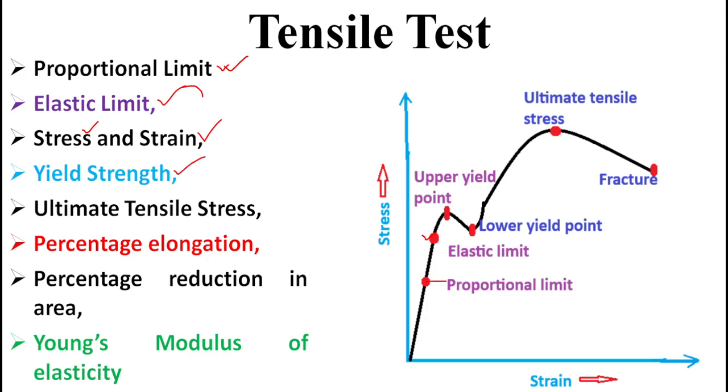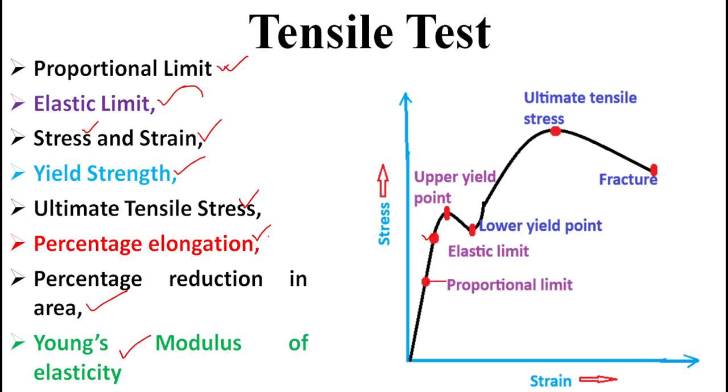Yield strength is the ratio of the yield load at the yield point divided by the original cross section area. Ultimate tensile strength is the ratio of the ultimate load at the ultimate point divided by the original cross section area. Next is the percentage of elongation: final length minus original length, divided by original length, into 100. Next is the percentage reduction in area.